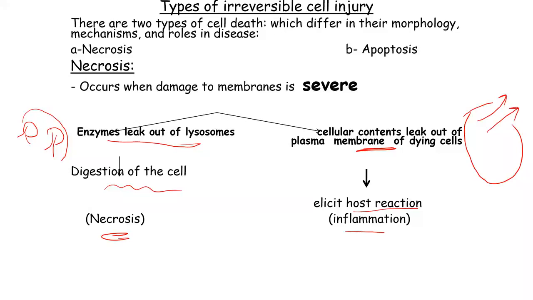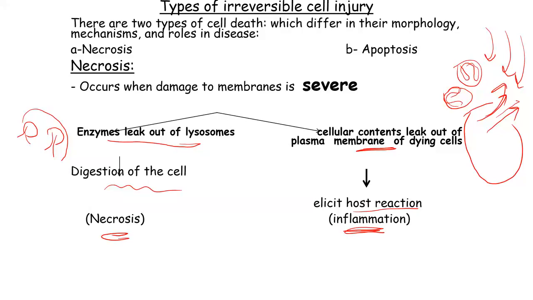The leakage of lysosomal enzymes will lead to digestion of the contents of the cell, which culminates in necrosis, and the leakage of cellular contents outside will elicit a host reaction, which is inflammation. If I have this leakage outside, the immune system will understand this signal and start to send inflammatory cells to the area of necrosis, and this will elicit the host reaction, or the inflammation, surrounding the area of necrosis.